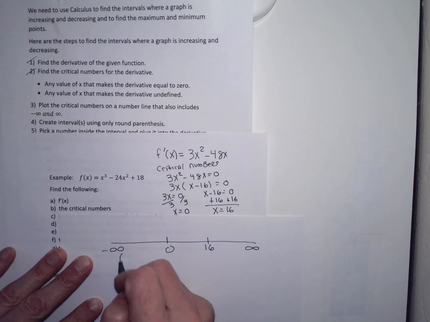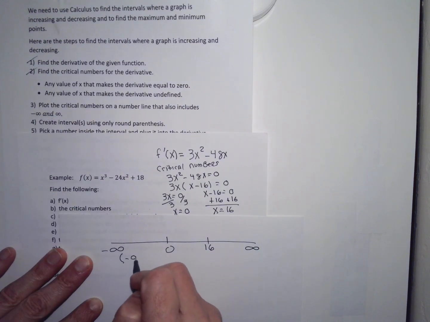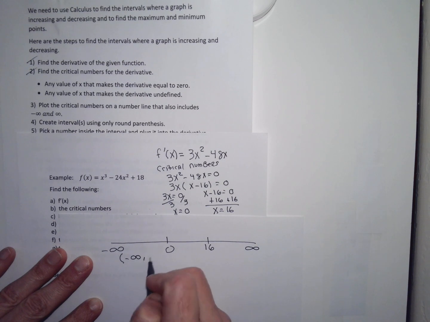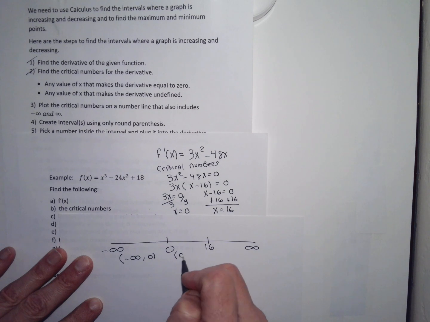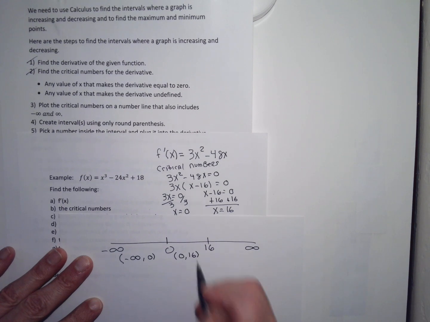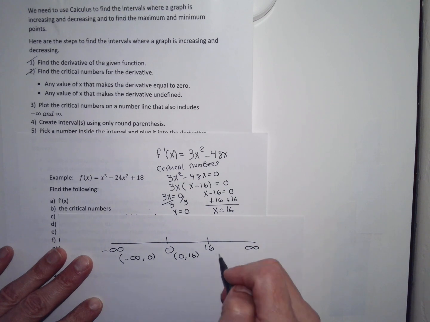Next, I'm going to create intervals with only round parentheses. These are going to be the intervals that go in the answer for either increasing in an interval or decreasing in an interval. So I'm going to get an interval from negative infinity to 0, from 0 to 16, and 16 to infinity.